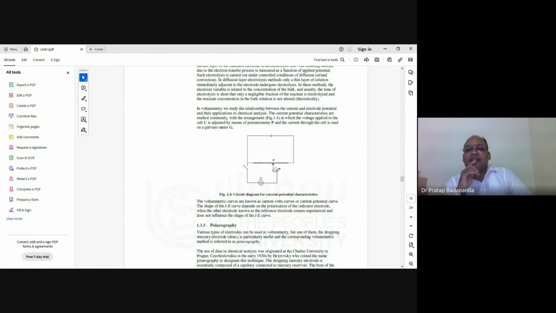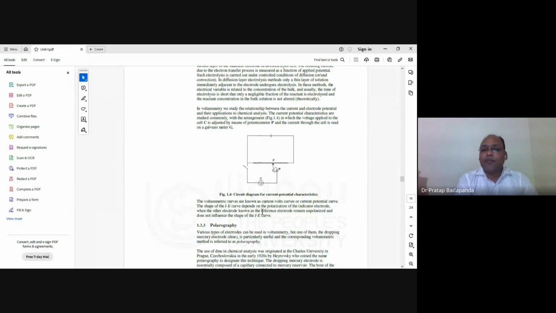The current-potential characteristics are commonly studied with an arrangement in which the voltage applied to the cell C is adjusted by means of the potentiometer P. See that P is written here, C is written here. This is the circuit, the potentiometer is used here, and a galvanometer G is used here. This is a physical method by which we study how the chemical is behaving.